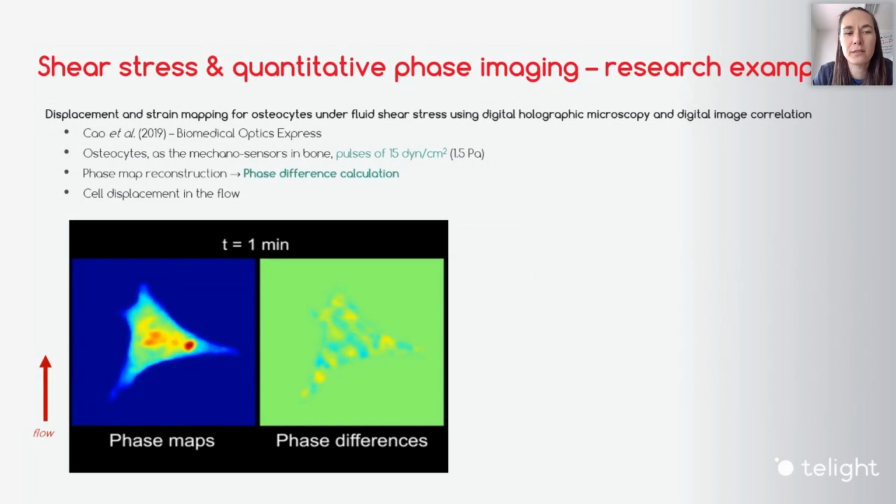meaning that on the left of the video you can see the phase map, which tells you in the colors: the red color means that there is a higher phase shift, higher cell dry mass compared to the surroundings, and the phase difference is just the difference between these two images. So you can see the red color is the pixels where cell dry mass was increasing compared to the blue pixels where the cell dry mass decreased.